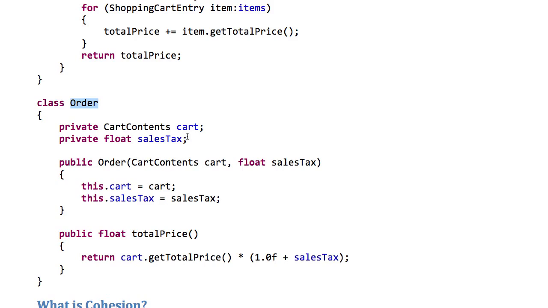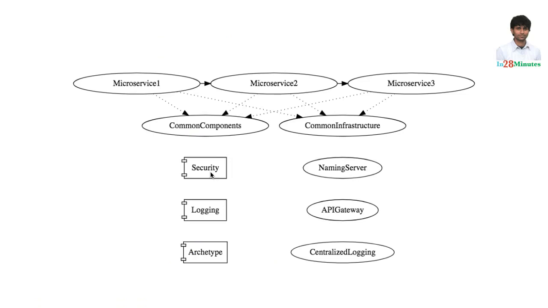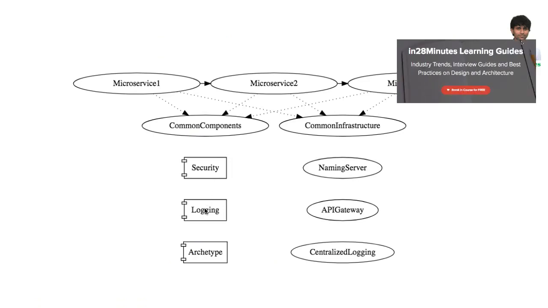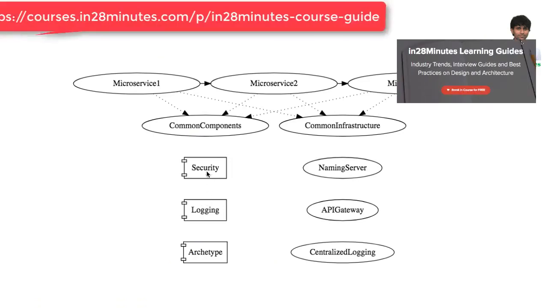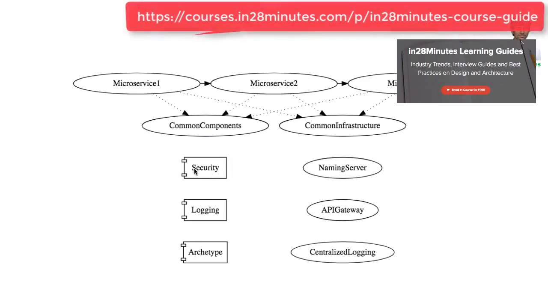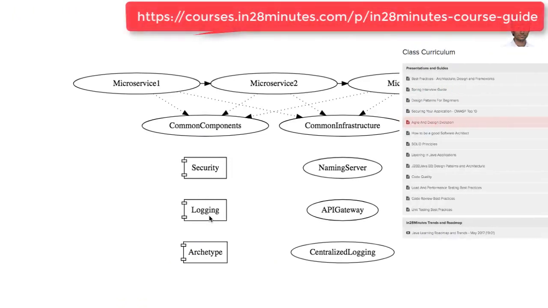What we are looking at is coupling at class level. We looked at the example of a web service where we reduced coupling at an API level. Coupling can also happen at component levels. For example, if the security component is dependent on the logging component, then if I want to use the security component, I have to also use the logging component. That's coupling at a component level.